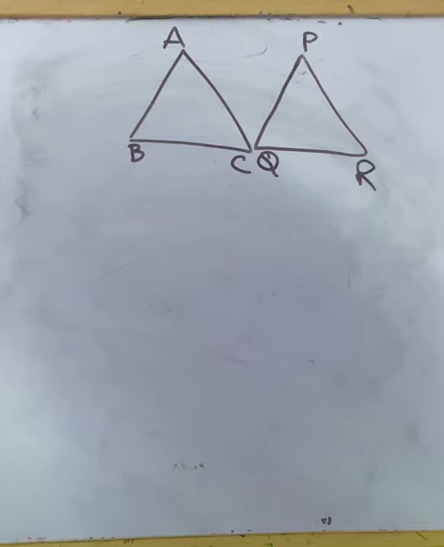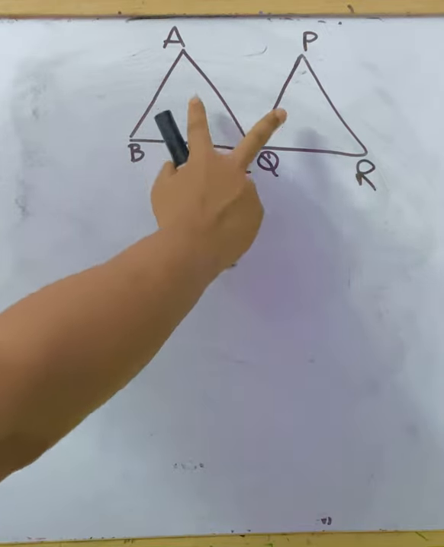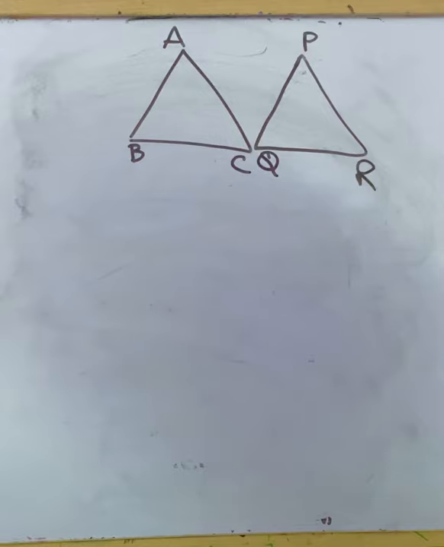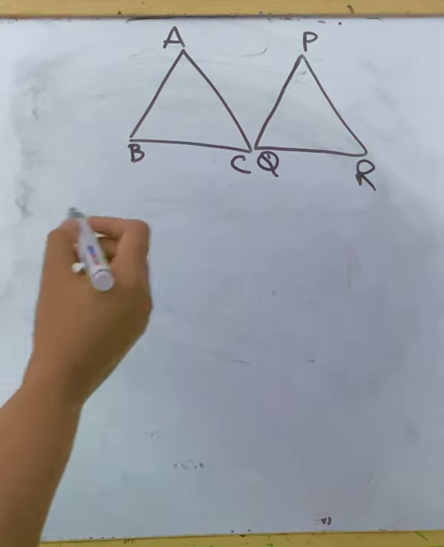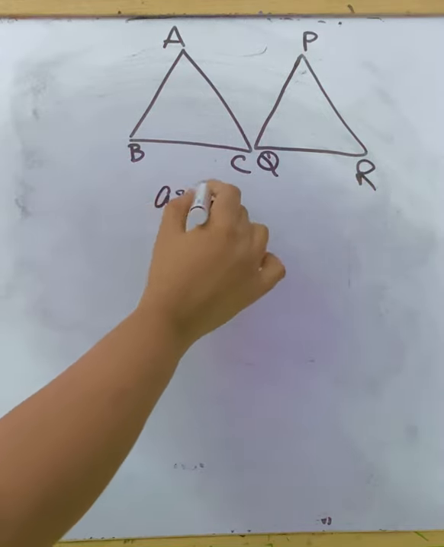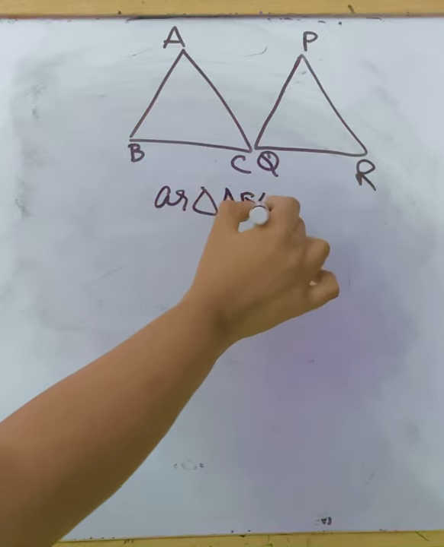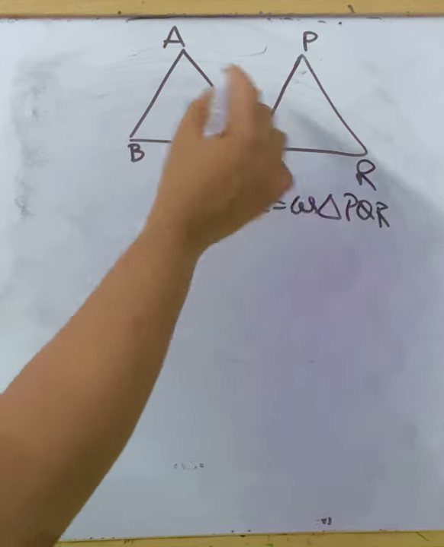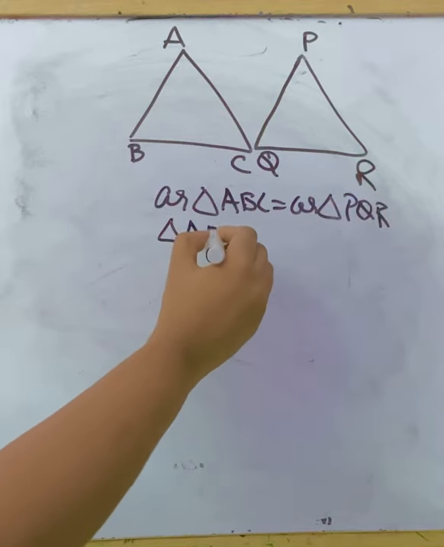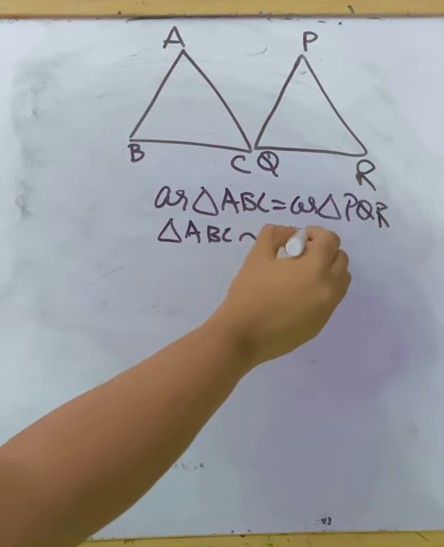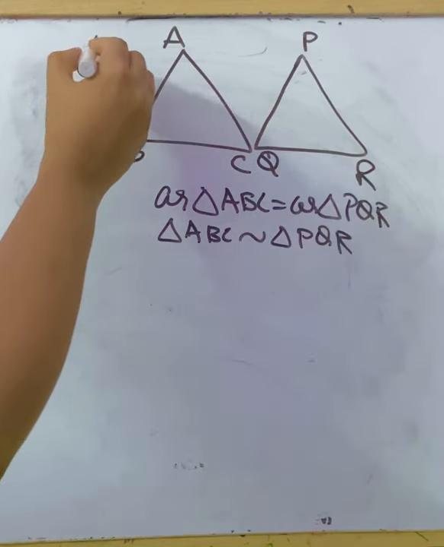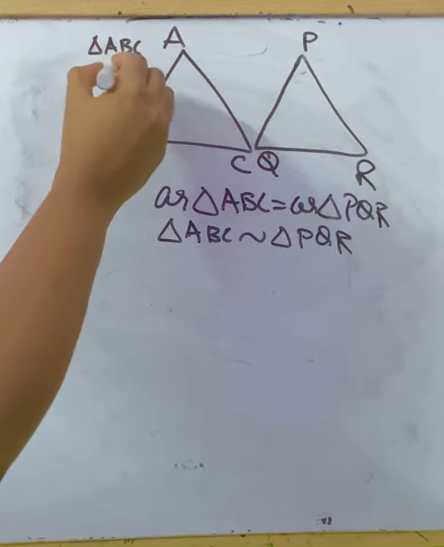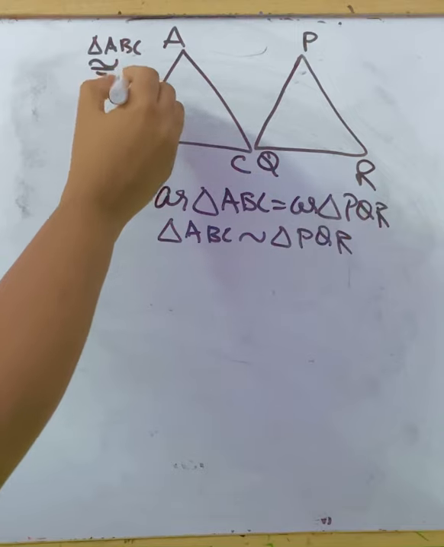Now we have to prove that if the areas of these two similar triangles are equal, they are congruent. So given: area of triangle ABC equals area of triangle PQR. Also, triangle ABC is similar to triangle PQR. We have to prove triangle ABC is congruent to triangle PQR.